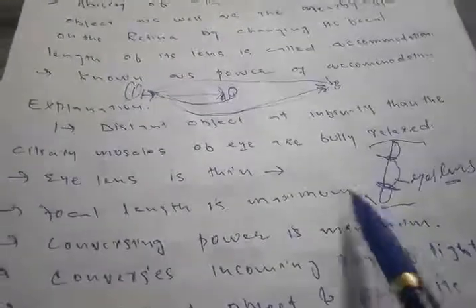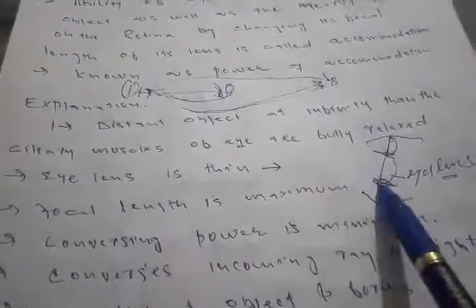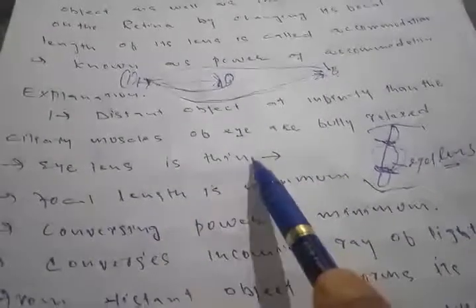So what happens? The eye lens becomes thin. It will not become thick, it becomes thin, and the focal length is maximum because you are looking at far objects. The length is maximum and the eye lens is thin. Then the converging power of the lens is minimum, because convergence is what happens when you see nearby objects. Here the convergence is minimum and the divergence is maximum. Such a condition of the eye is called the unaccommodated condition of the eye.